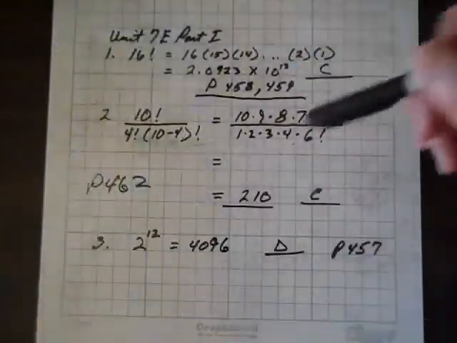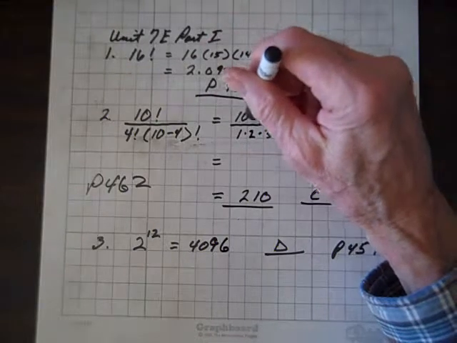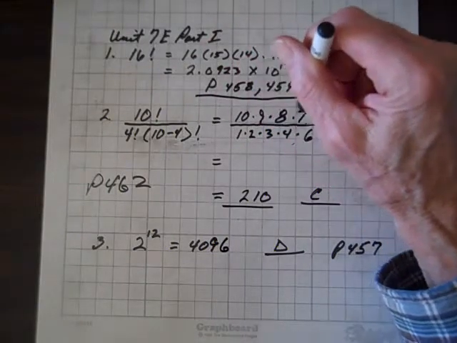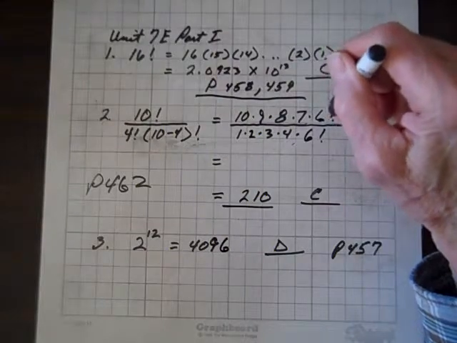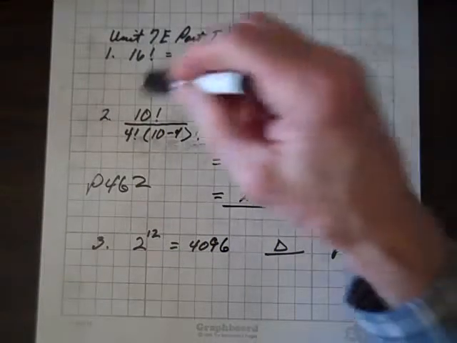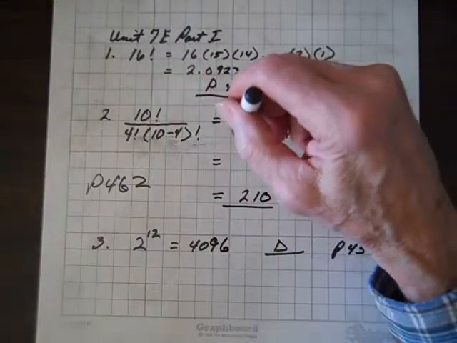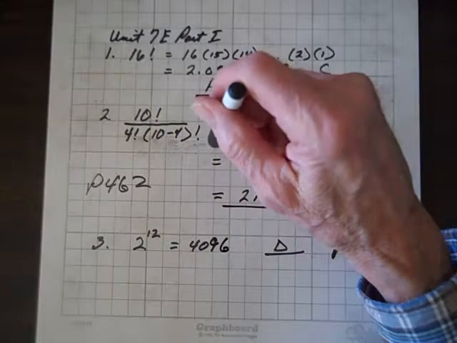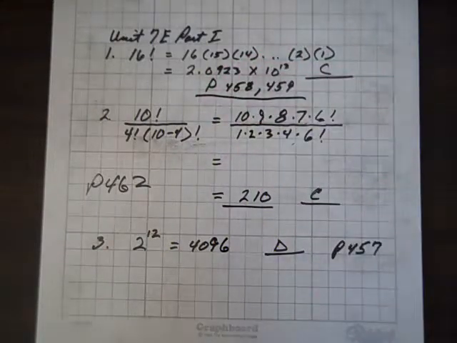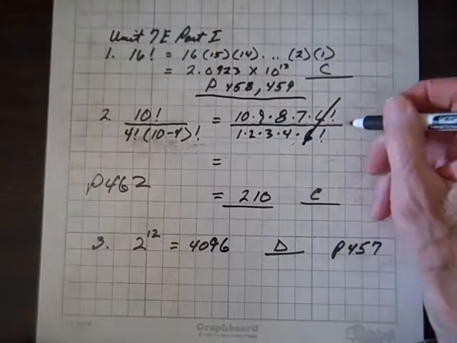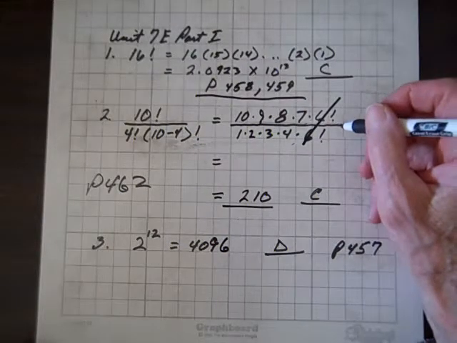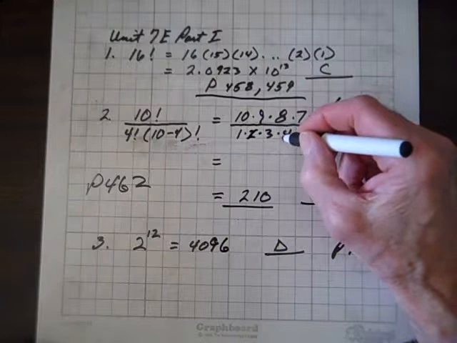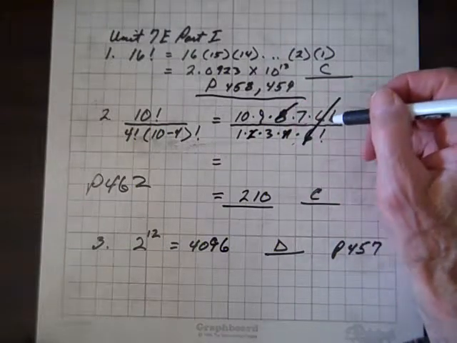Now for 2, we're going to use factorials, a quotient of factorials. So 10 factorial is 10 times 9 times 8 times 7 times 6 factorial. I'm going to stop right there with the 6 factorial. And then 4 factorial is 1 times 2 times 3 times 4. And 10 minus 4 factorial, that is 6 factorial. So watch this. The 6 factorials divide out. Also, 2 times 4 is 8, so the 8's divide out.